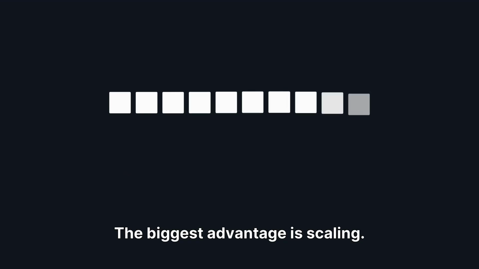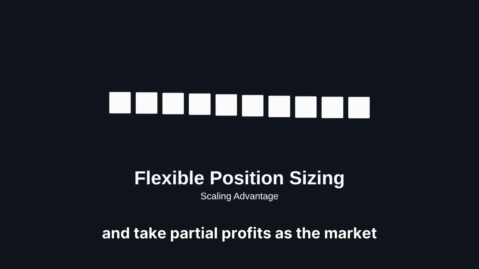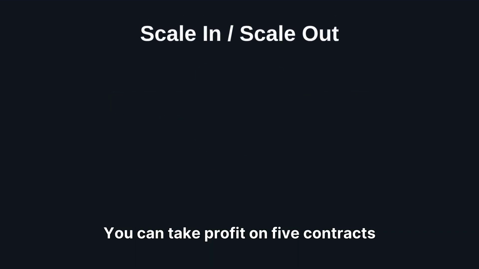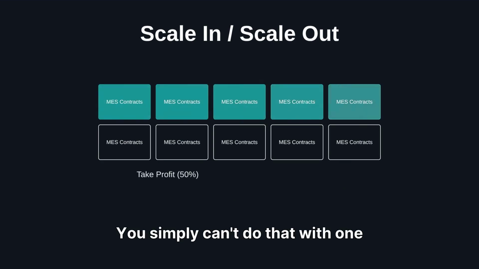The biggest advantage is scaling. With micros, you can buy 10 contracts and take partial profits as the market moves. You can take profit on 5 contracts at your first target and let the rest run. You simply can't do that with one E-mini.